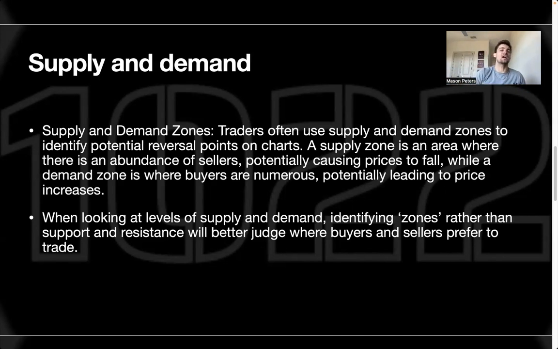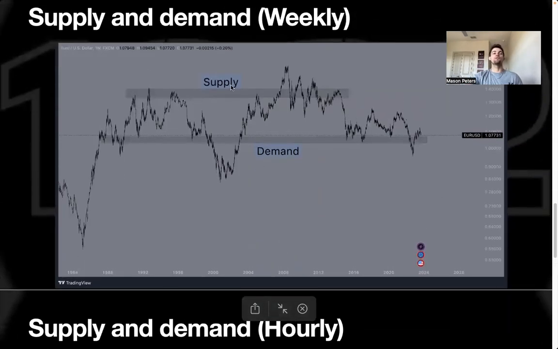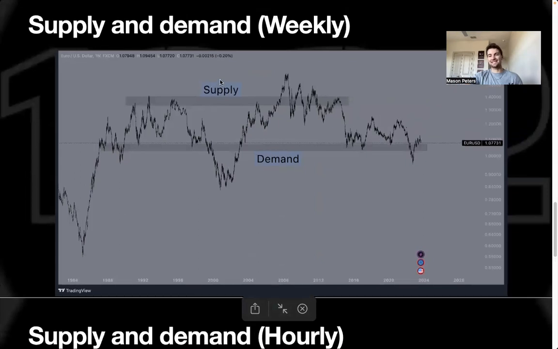A supply zone is an area where there is an abundance of sellers, potentially causing prices to fall, while a demand zone is where buyers are numerous, potentially leading to price increases. When looking at levels of supply and demand, identifying zones rather than support and resistance will better judge where buyers and sellers prefer to trade. Should make sense. So boom, the weekly chart of good old Euro USD.